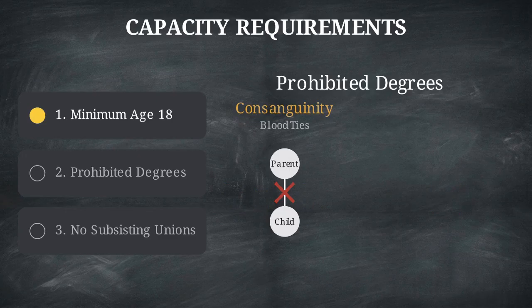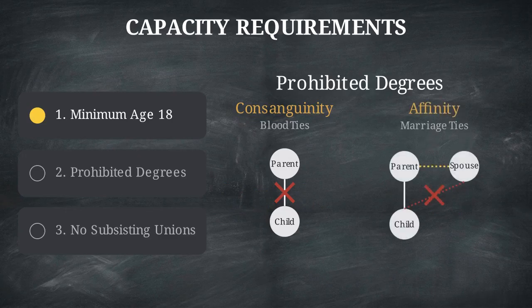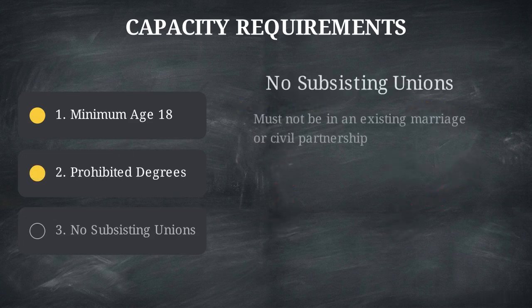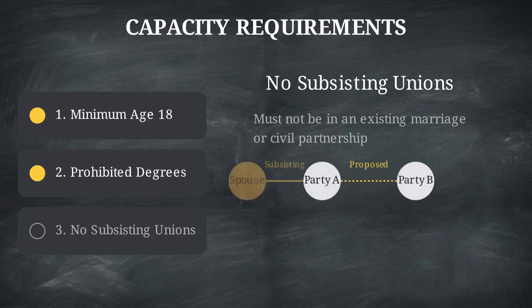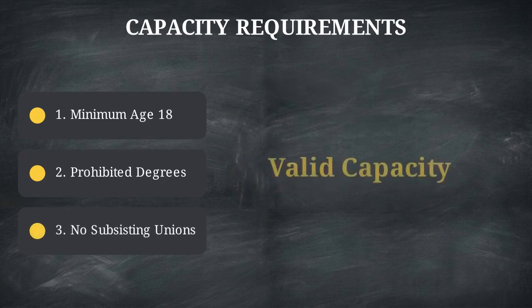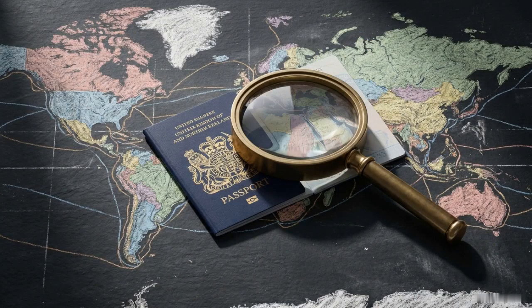Next, the parties must not fall within the prohibited degrees of relationship. This includes consanguinity, or blood ties, and affinity, which covers relationships formed through marriage, such as step-parents and stepchildren. Finally, the law strictly prohibits bigamy. Neither party can be in a subsisting marriage or civil partnership at the time of the new formation. Capacity follows the individual. Under the dual domicile doctrine, anyone domiciled in England and Wales must satisfy these tests, even if the ceremony occurs abroad.